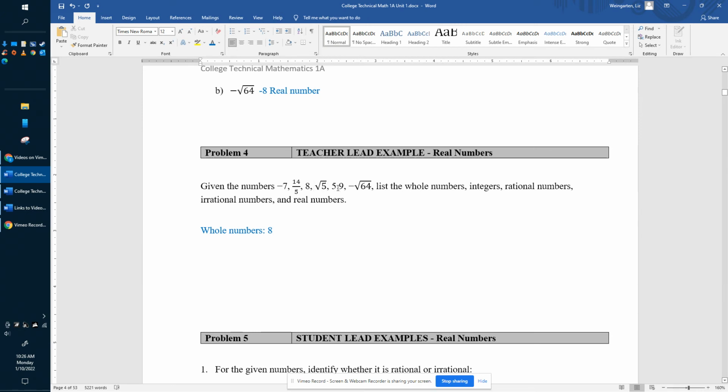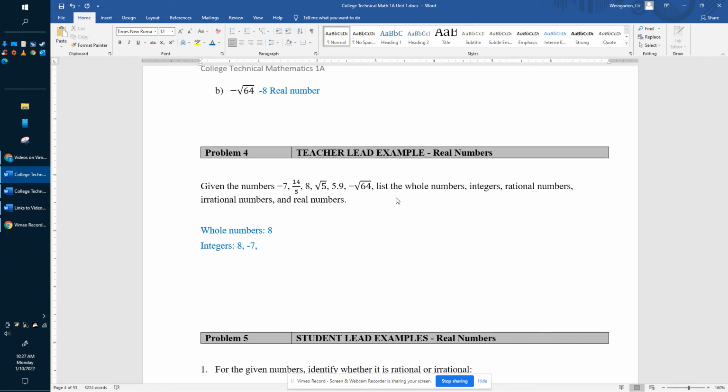Square root of 5, 5.9, negative square root of 64. Our only whole number in this group is going to be 8. So let's look at the integers. One of the nice things about going in this order is anything that's a whole number is also an integer. So we can add that guy right away. We remember our integers do not include fractions, but do include negative numbers. So we can add -7 to this list.